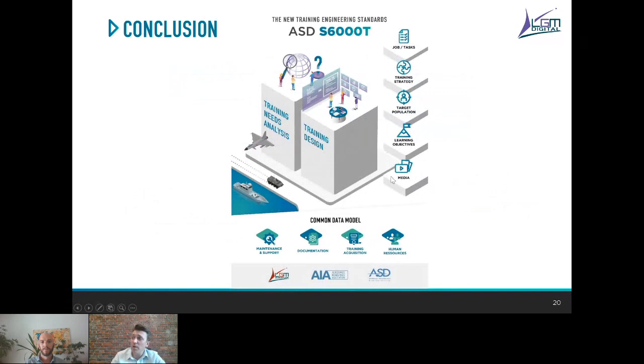The S6000T defines the main activities of the training needs analysis and training design, like defining the job and the related tasks, defining the training strategy, identifying a target population, determination of the learning objectives, and selection of the media. And all of those steps are supported with a common data model that ensures that there is a smooth communication between the different S-series specifications and between the different domains of the ILS.